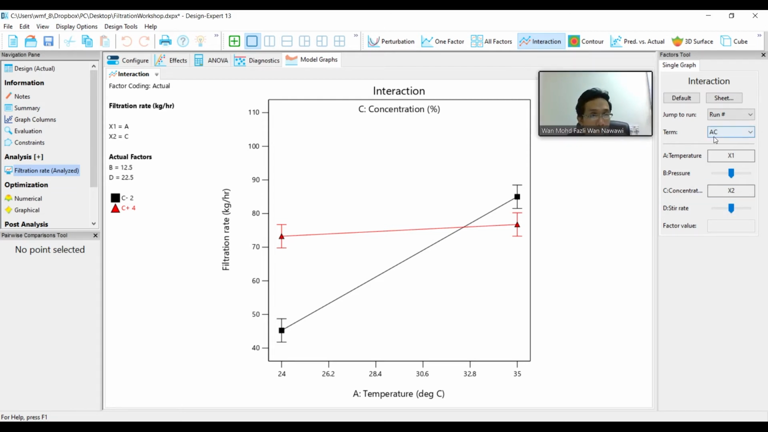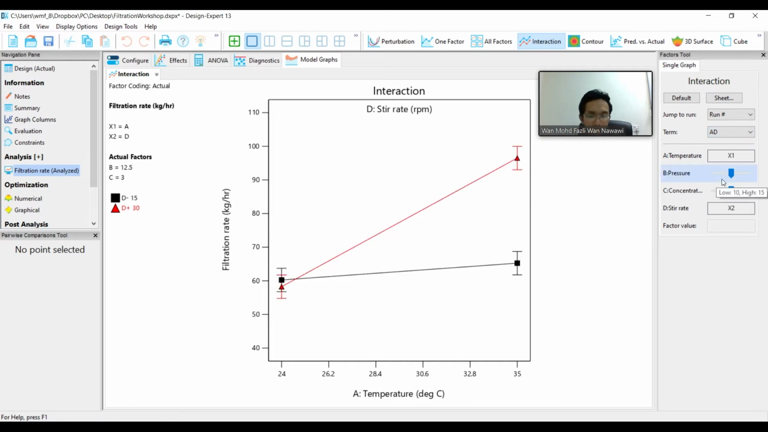So here, if you see the term, we are connecting A and C. A is temperature, and C is concentration. Then let's say we want to see another important effect, which is the AD interaction effect. So AD. You get this graph. You can see here at high level.